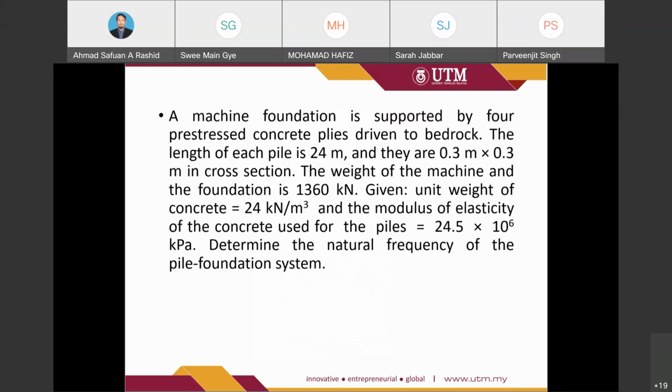Okay. So we look at one example. A machine foundation is supported by 4 prestressed concrete piles.